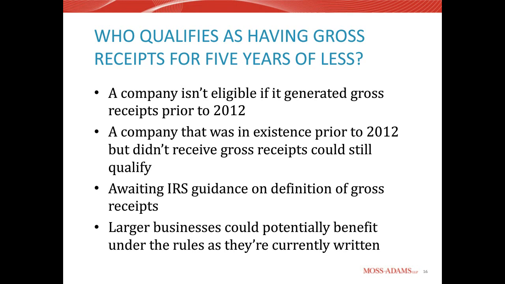The reason this is important is because a lot of startup companies, a lot of tech companies may have been in existence prior to 2012, didn't really have any operating income. Maybe they had money sitting in the bank collecting interest, and even that interest income, $1 of it prior to 2012, would make you ineligible as the rules are currently written.